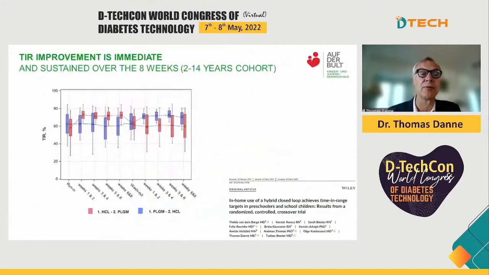What were the learnings here? Well, the learnings were that the improvement is immediate. Once you start somebody on a hybrid closed loop, you can see that this improvement in time in range happens immediately. The second learning is that once you take them off hybrid closed loop and switch back to just predictive low glucose management, this effect is gone again. So in order to really reap the benefits of a hybrid closed loop in children, you have to wear it consistently. The good news is when you are wearing it, these benefits are sustained. As long as you are in the hybrid closed loop mode, you will have this improvement of glycemic control.